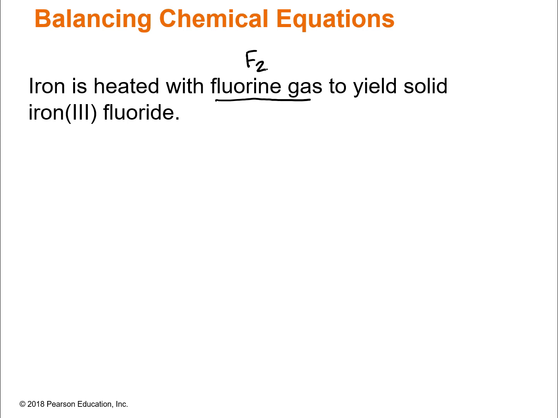First part, we've got to write a chemical equation. Iron, that's just iron metal, so it's a solid. Fluorine gas is F2. We put a G behind that. And we're making only one thing: iron 3 fluoride.